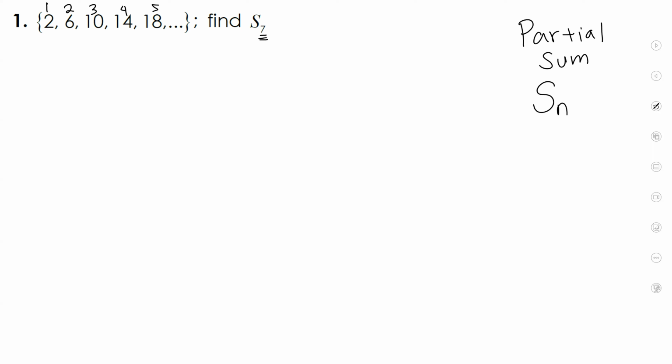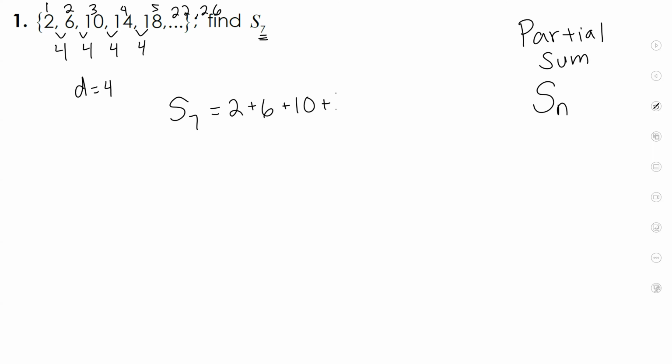So guys, this goes up by how much each time? 4. It goes up by 4. So my common difference is 4. What would the next term be? 22, and the next one? 26. So those are the first 7 terms. So the partial sum would be 2 plus 6 plus 10 plus 14 plus 18 plus 22 plus 26.